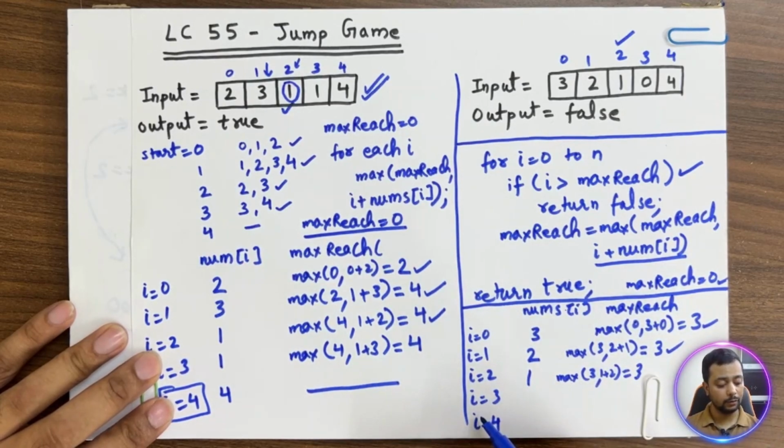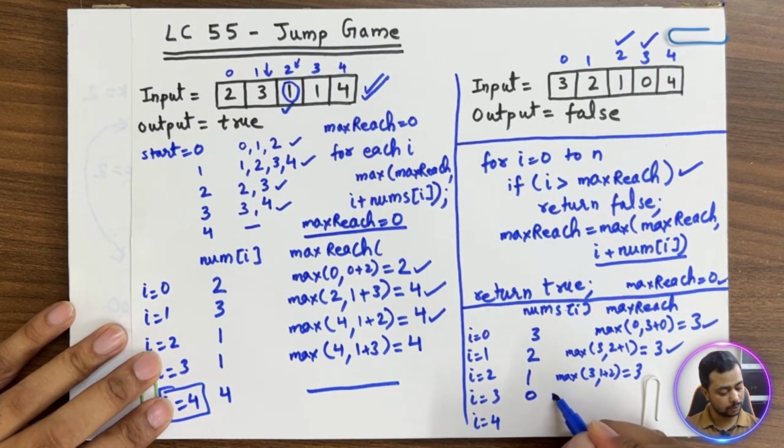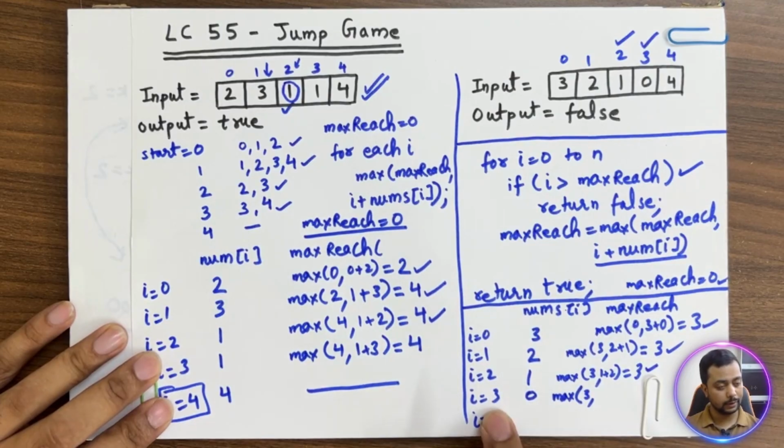Now at I is equal to 3, value is 0. So is 3 greater than 3? No, 3 is not greater than 3, which means this index is also reachable. So now we will update max reach again. Now things will become much more clear. Max reach gets updated as 3, which is the previous value, and the current value, which is 0 plus 3. So max reach still remains 3. It is still stuck at 3.